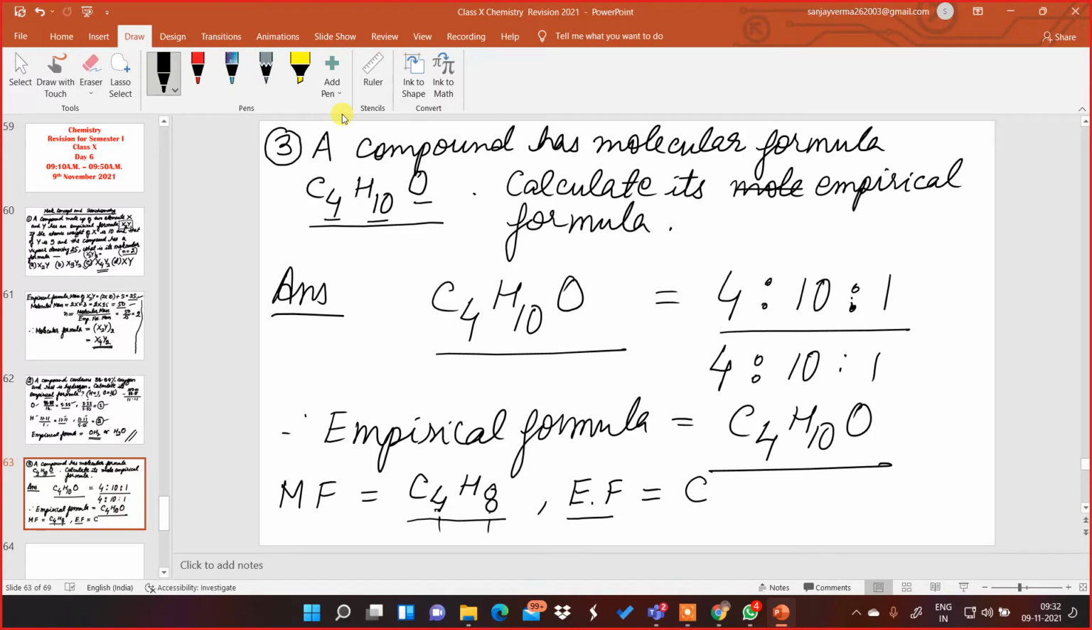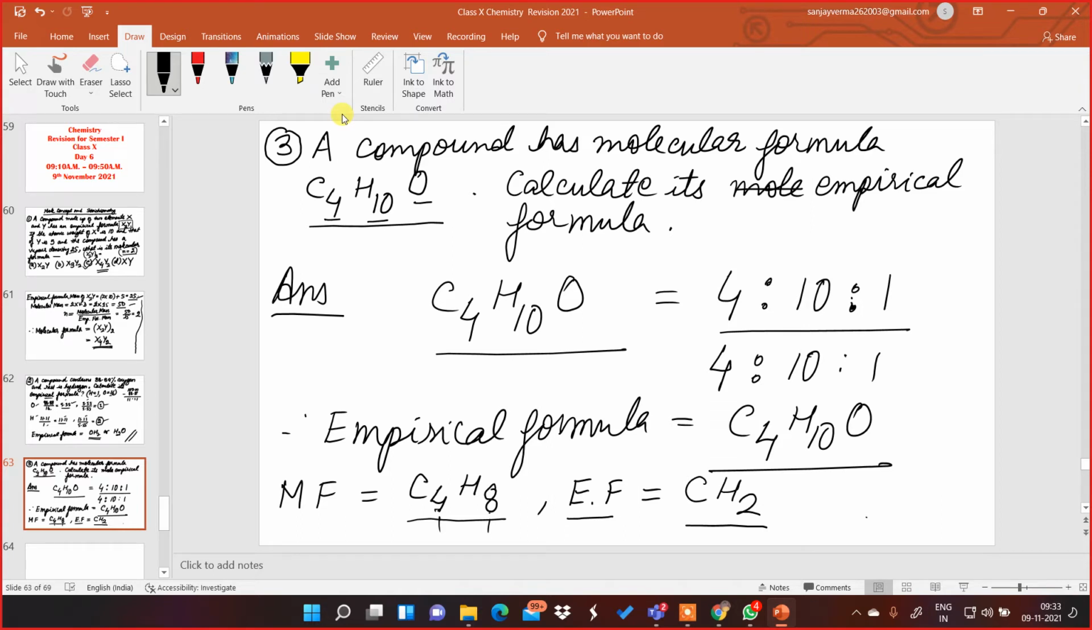4 ones are 4 and hydrogen. 4 twos are 8. So the empirical formula is CH2. Are you getting it? How to convert the molecular formula to the empirical formula? You should be able to cancel. If it doesn't cancel, then the molecular formula and the empirical formula are the same formula. Am I clear? Be confident.